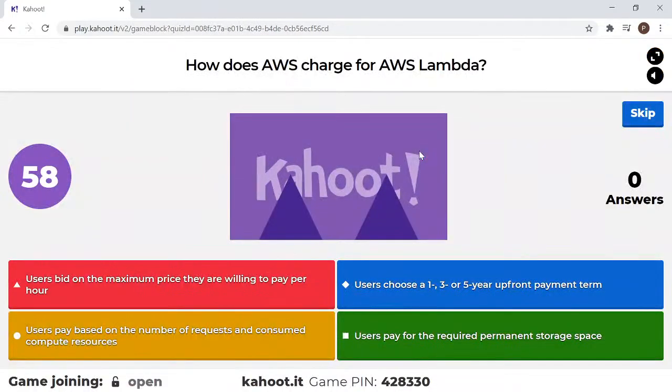How does AWS charge for AWS Lambda, which is a part of serverless function? Users bid on the maximum price they are willing to pay per hour. User choose 1, 3, or 5-year upfront payment term. User pay based on the number of requests and consumed compute resources, or users pay for the required permanent storage space.